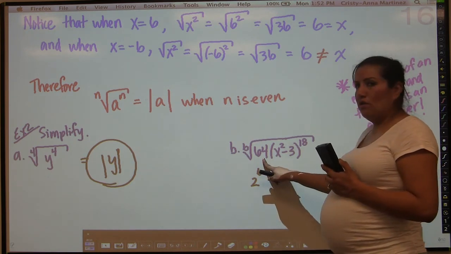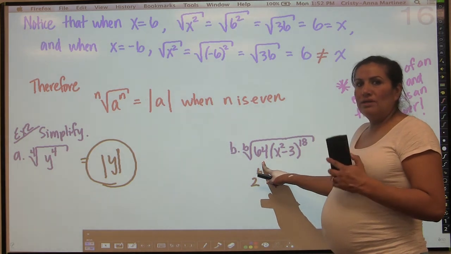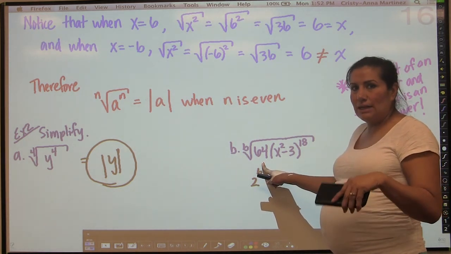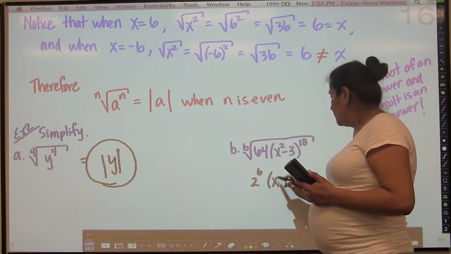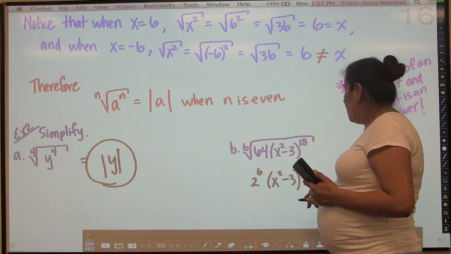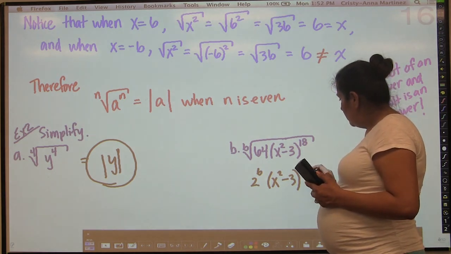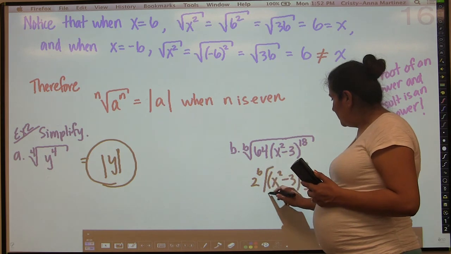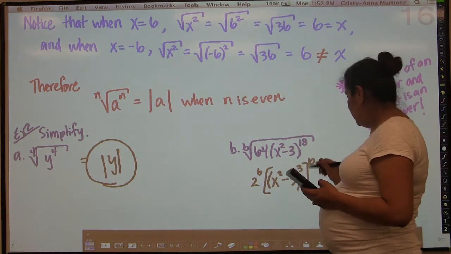And with the 64, there's no doubt about whether or not the number is positive or negative. We know that 64 is positive 64. So that's okay, 2 to the 6th. And then we're going to do x squared minus 3. But we're going to do this to the 3 times 6, because 3 times 6 is going to give us 18.